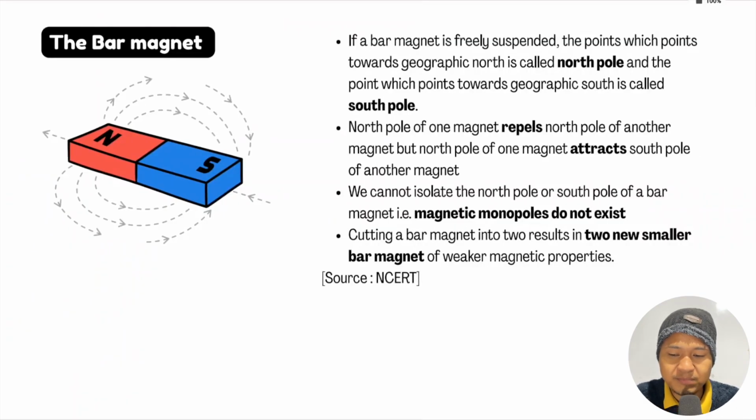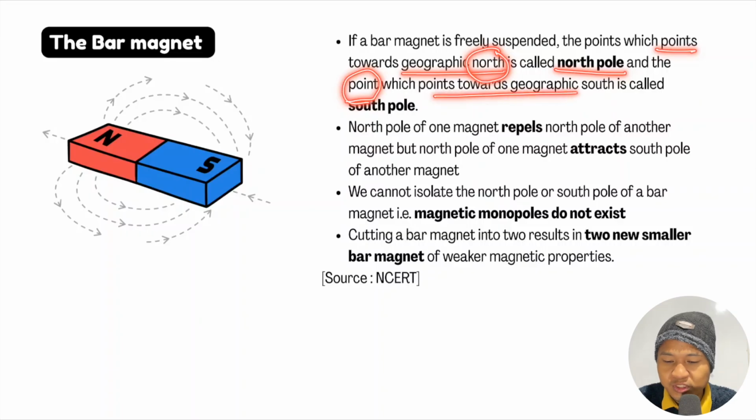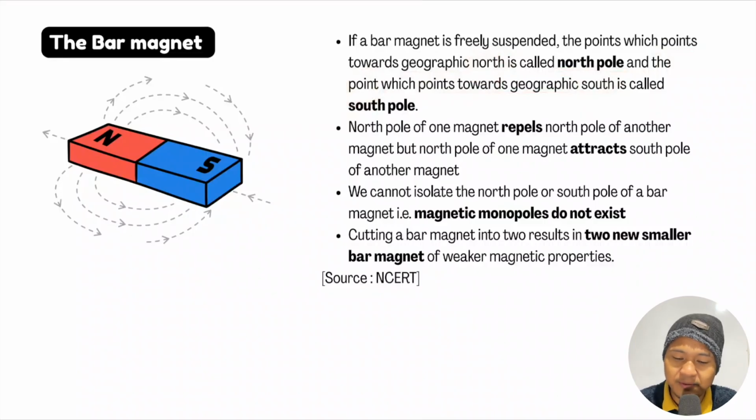Okay, now we jump into bar magnets. Magnetism and matter, after moving charges. So now we go into bar magnets. If a bar magnet is freely suspended, then the end which points towards the geographic north is the north pole, and the end which points towards the geographic south is the south pole. Basic high school stuff.